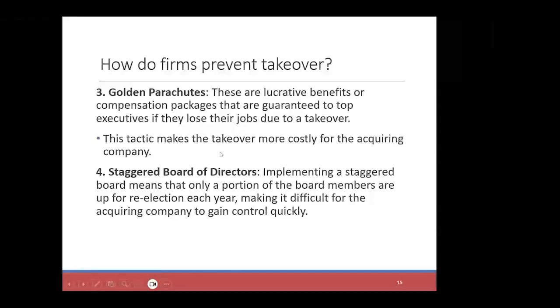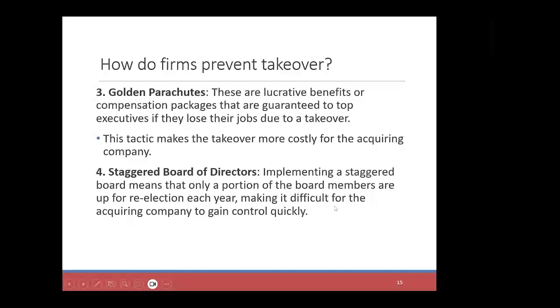So you can always try looking for a white knight. Then golden parachute. A golden parachute is when you write in the company constitution that if a firm tries to take you over, then the top executives, CEO, CMO, CTO, and all, will get very lucrative packages, some very high amount of money. So again, you are just trying to make the acquisition costly for the acquiring company.